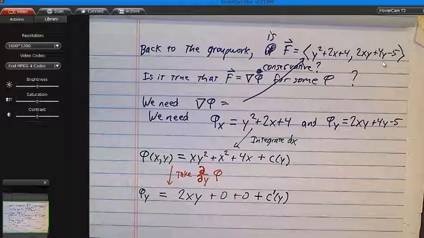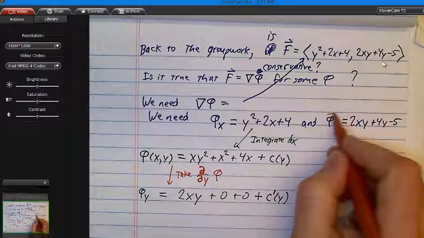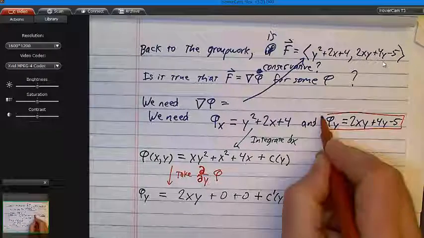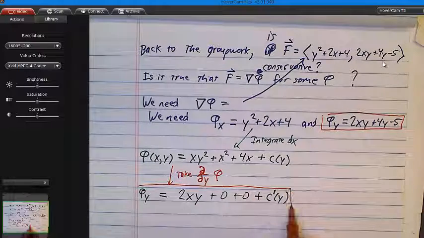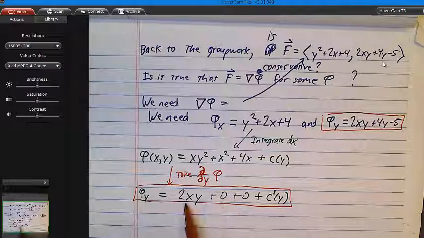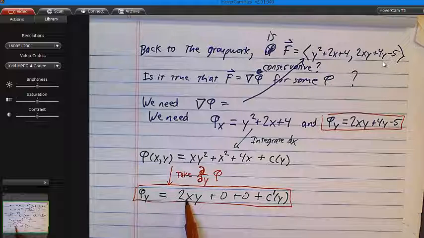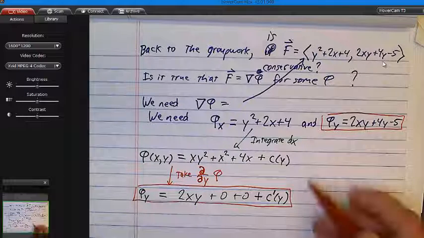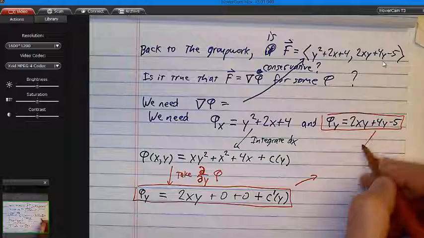You guys with me so far? Now, if you look, I have two different expressions for phi y, here and here. So what do I learn from those? Well, I could see that 2xy is in both of them, right? So now I go back here and I say, well, what else has to be true?